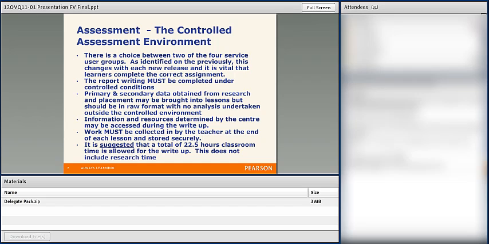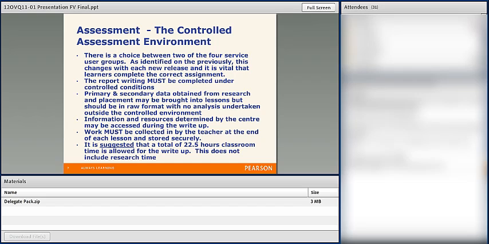And if you decide that you're not going to let them access the internet, that is your decision. Right? But there is no steadfast rule that they cannot under the controlled assessment environment. And if you look at the actual guidance within the specification, it does say that they can actually access resources as determined by you. Work must be collected in, I've already mentioned already.